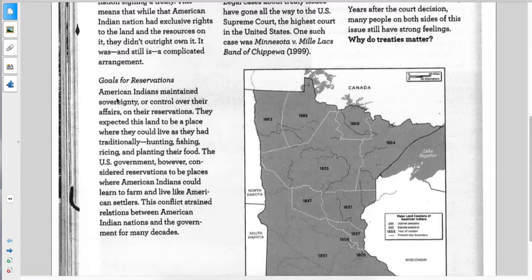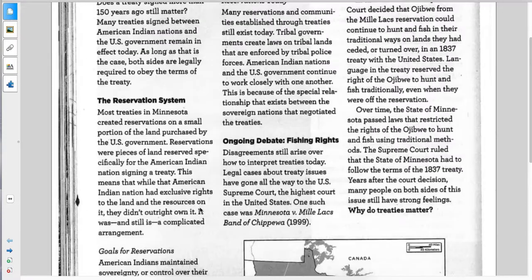Goals for reservations. American Indians maintained sovereignty, or control of their affairs, on their reservations. They expected this land to be a place where they could live as they had traditionally, hunting, fishing, ricing, and planting their food. The U.S. government, however, considered reservations to be places where American Indians could learn to farm and live like American settlers. This conflict strained relations between American Indian nations and the government for many years.